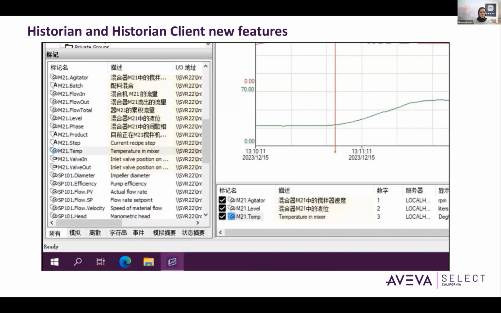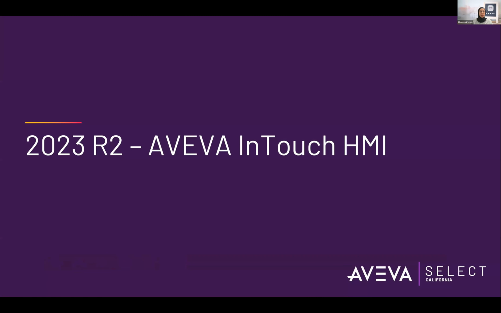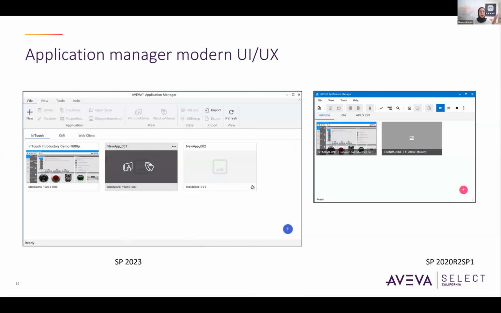The next part that I wanted to talk about, and the last part of this presentation, is what is new in InTouch, or InTouch HMI 2023 R2. There are a few updates actually since the 2023 that I also wanted to go through, like the modern UI UX application: the new UI UX development environment, the application manager, and InTouch Window Maker have a modern look with streamlined workflows for increased engineering efficiency. There's a comparison here between the 2020 on the right side and the 2023 on the left side.